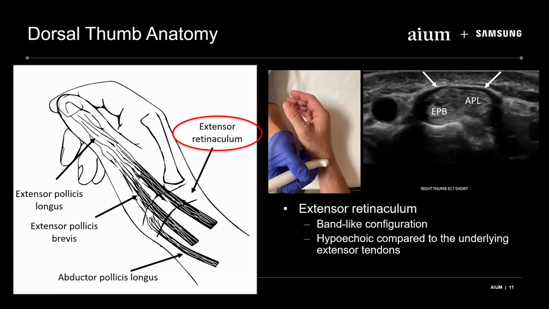And then finally, we have this kind of band-like extensor retinaculum that extends over the tendons. Here we're imaging at the level of compartment 1, where it's crossing over the APL and the EPB tendons. And you can see normally it will be hypoechoic and thin relative to these echogenic tendons there. And you can see where we are imaging here, kind of right at the radial styloid region. So keep this appearance in mind for this next case.